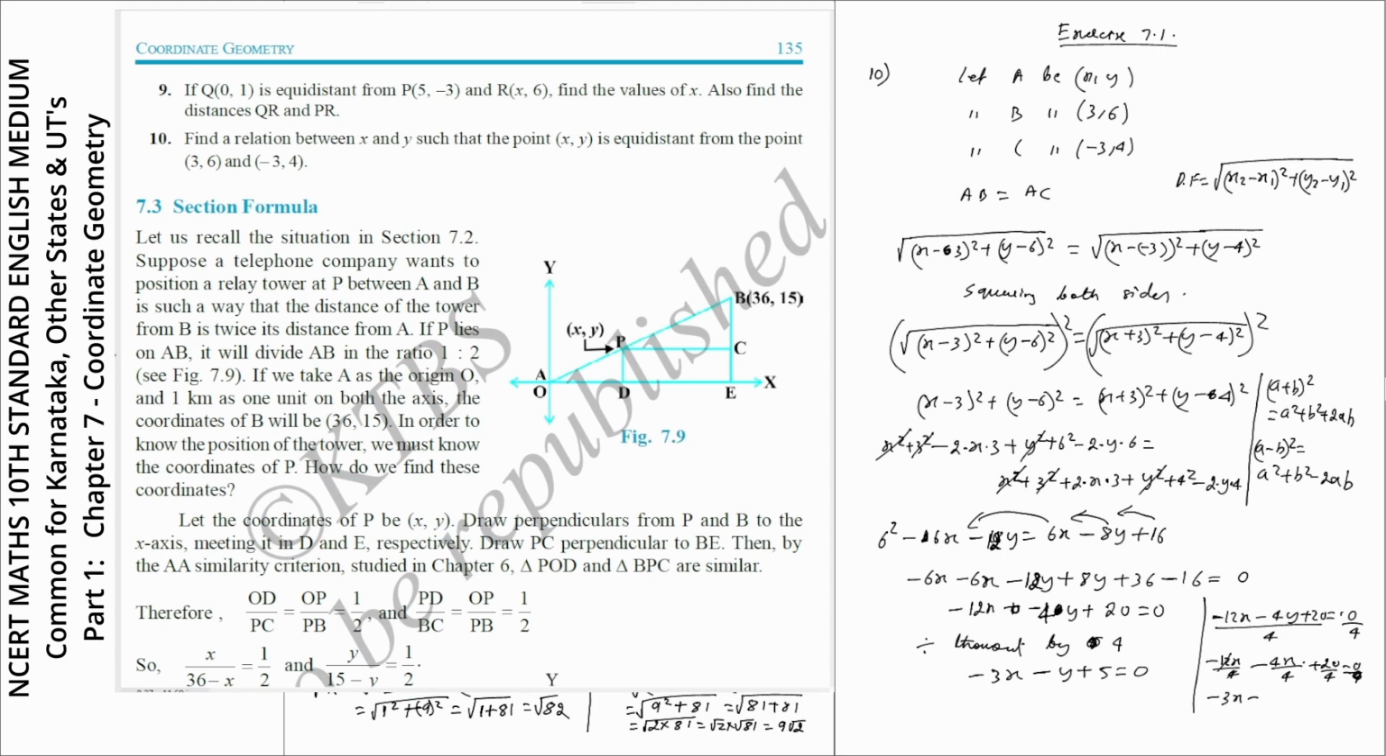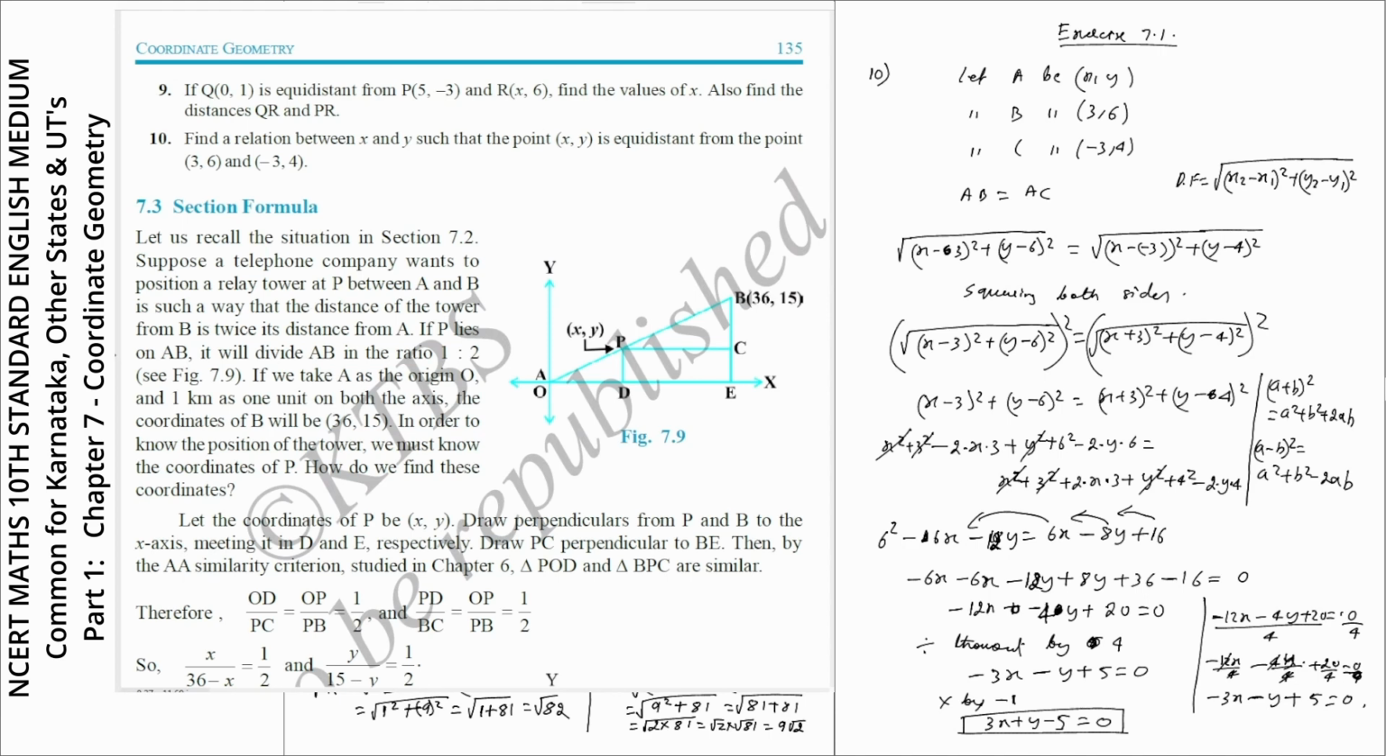Minus 3x minus y, sorry, this is y, minus y, 4 on the 4, 4 on the 4, 4 5 the 20. I'll get it like this. Now if I multiply by minus 1, I'll get 3x plus y minus 5 is equal to 0. So this is the relation between x and y, for which the point x comma y is equidistant from the point 3 comma 6 and minus 3 comma 4.